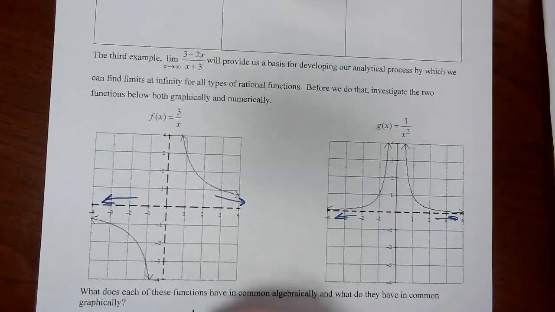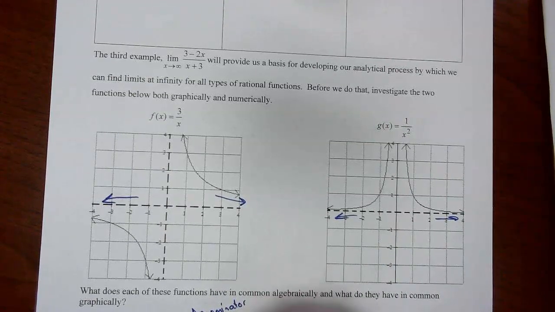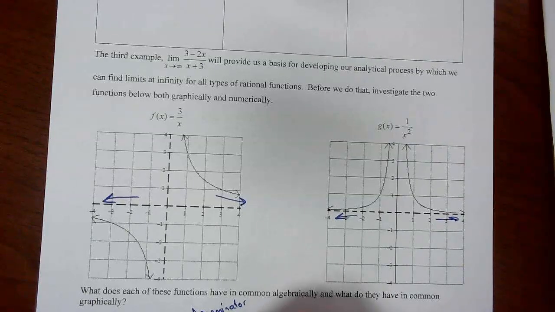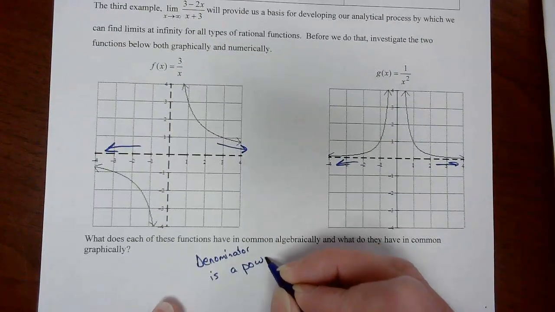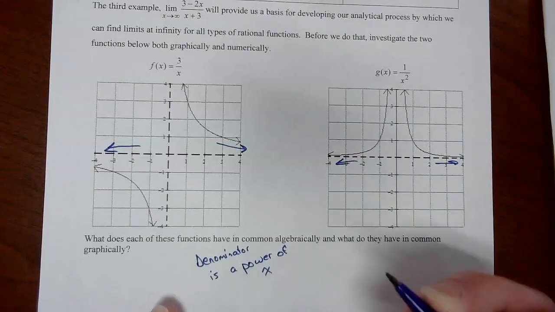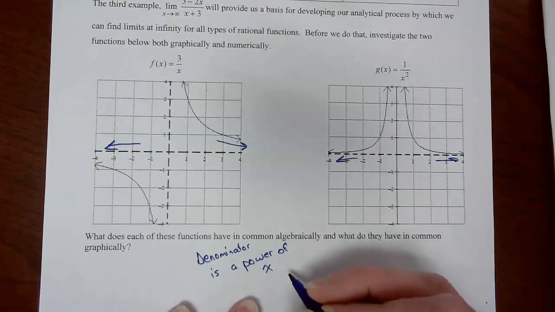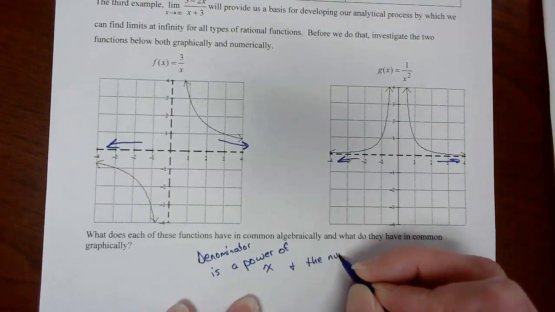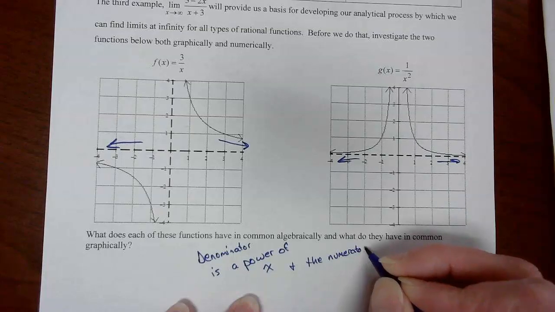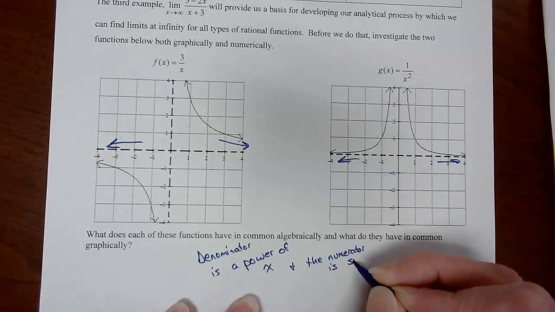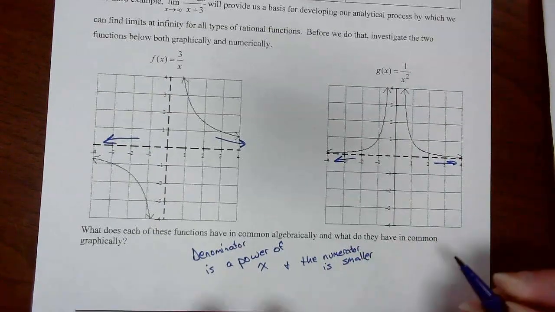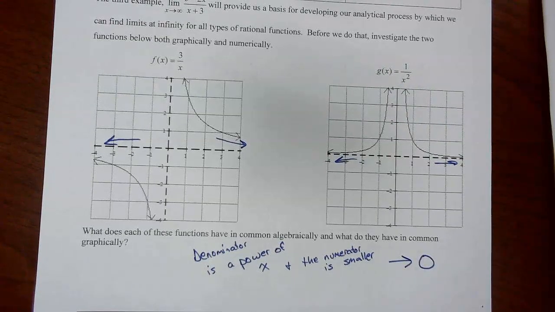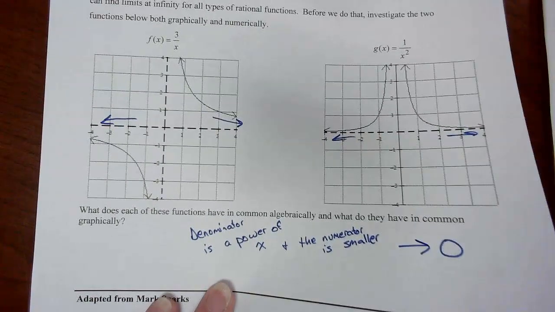So if the denominator is a power of x, and the numerator is smaller, especially if it's just a number, we are going to be approaching 0 every time. So the denominator bigger, it's going to approach 0.